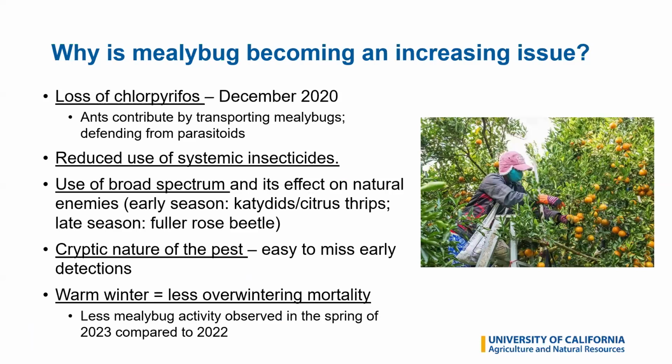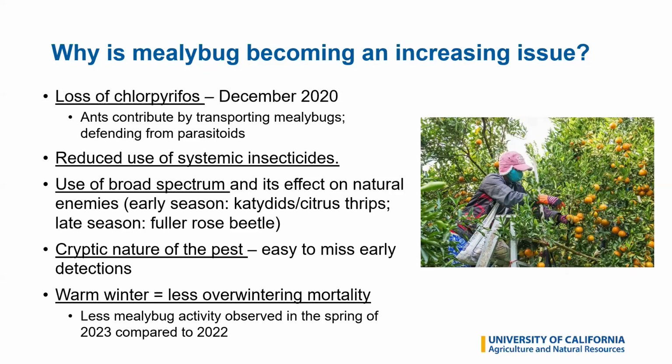Okay, let's talk about why. Why is mealybug becoming an increasing issue? There may not be one clear answer for this question, but there are several plausible factors that may have contributed to the rise of mealybugs as a pest of citrus for our California growers. The first one, the timing of loss of chlorpyrifos insecticide in California parallels with the rise of concern of mealybug as a pest.